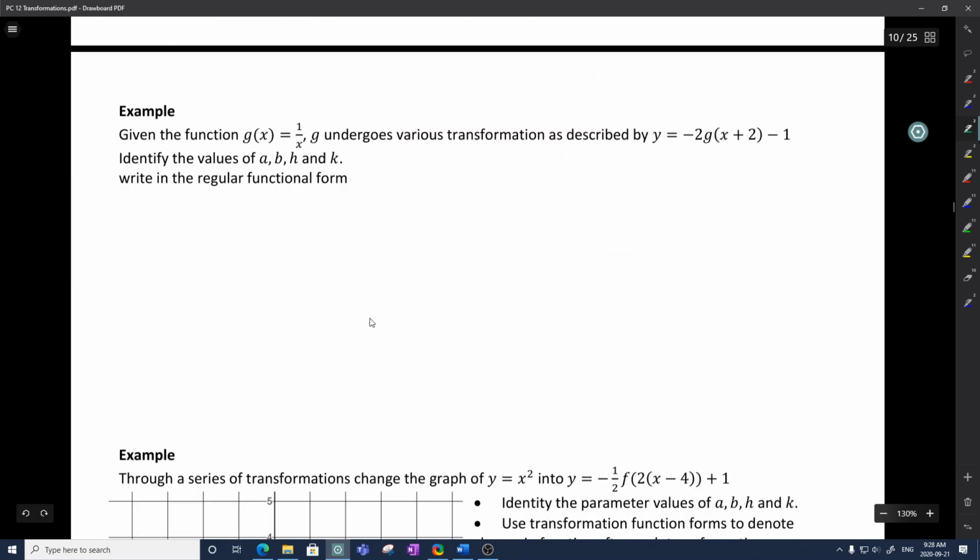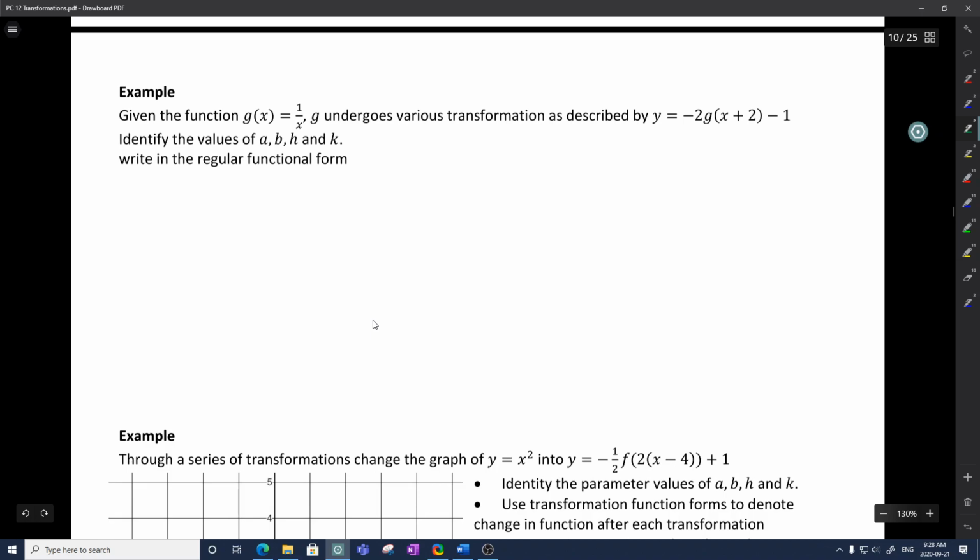So allow me to go down to this next one. Example. Given the function g of x is equal to 1 over x, it undergoes various transformations as described. Y is equal to negative 2g, open brackets, x plus 2 minus 1. We're going to identify the values of a, b, h, and k. So from this, I get a is equal to negative 2. B is equal to 1. There's no coefficient in front there. H is equal to negative 2, and K is equal to negative 1.